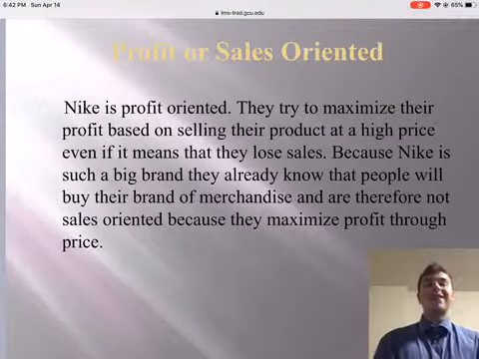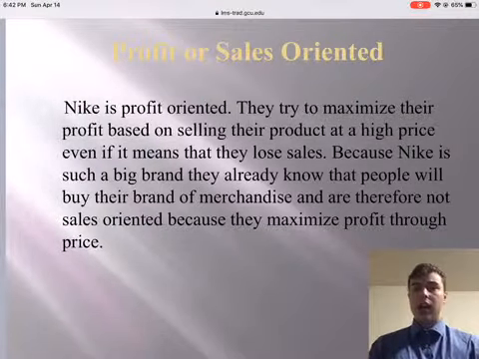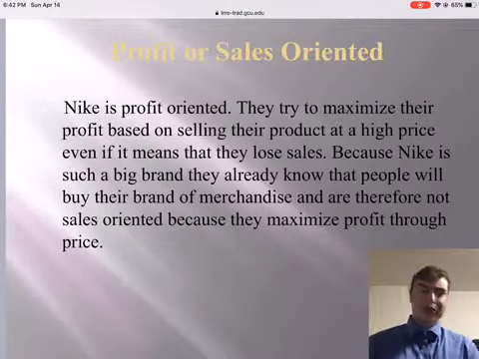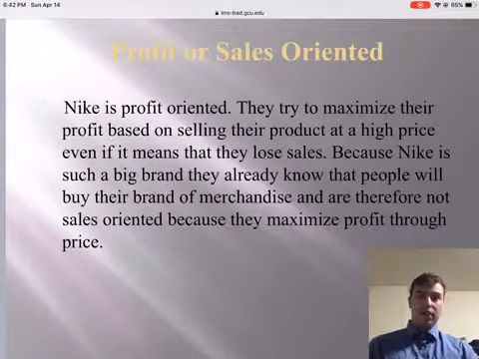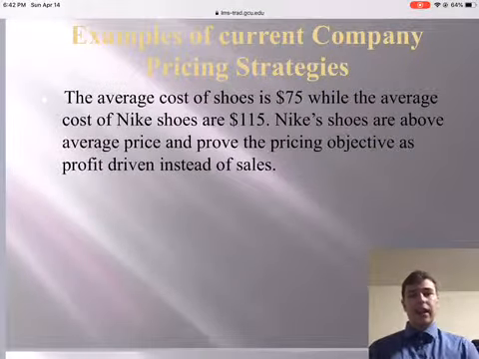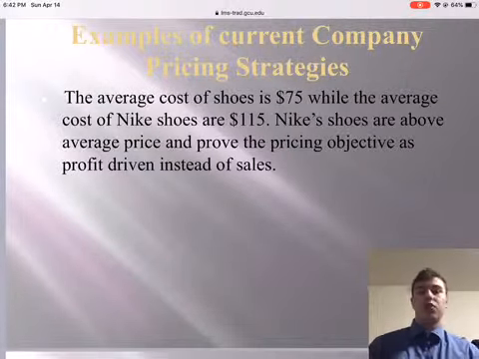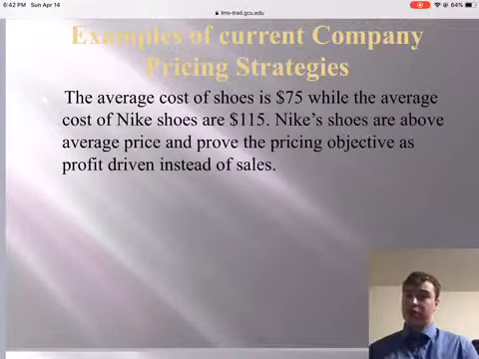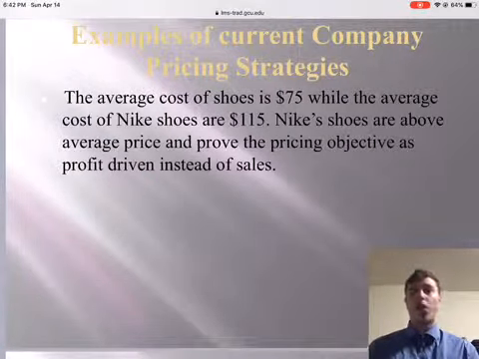Nike is profit-oriented. This can be seen in their pricing. I talked about it earlier, how Nike has high quality and above average cost. If they were sales-oriented, Nike would reduce the cost to increase sales. But because they're profit-oriented, they know people will pay the cost to get the right product. This can be seen in the average cost of shoes, which is $75, and the average pair of Nike shoes is $115. If Nike was sales-oriented, the price would be closer to the average cost, but because they are profit-oriented, the price is above cost because the quality is above cost.